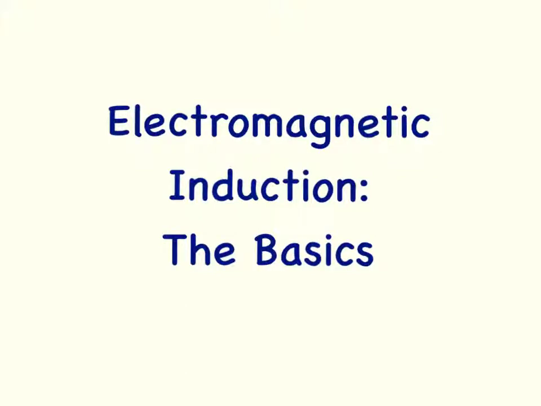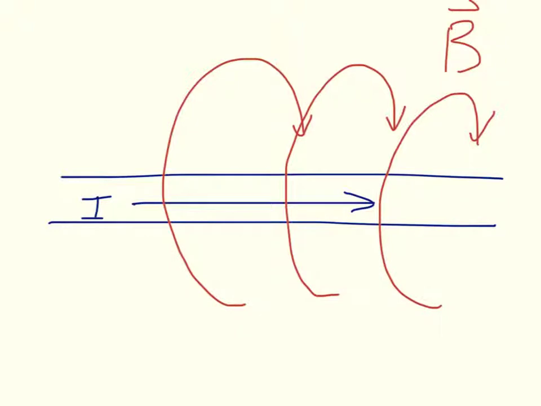In this lecture, I'm going to talk a bit about the basics of electromagnetic induction. Let's think about ways that our knowledge about electric charge and magnetic fields interact. Hopefully you'll remember that if you have a current moving through a wire, a magnetic field will be generated. By the right-hand rule, this magnetic field will encircle the wire.